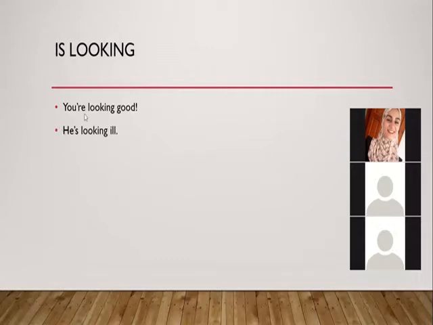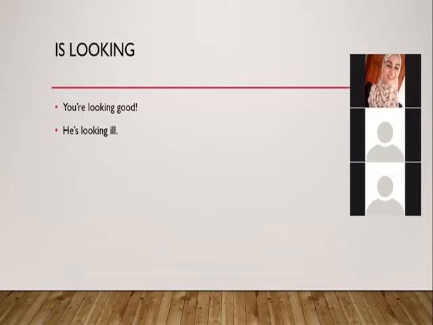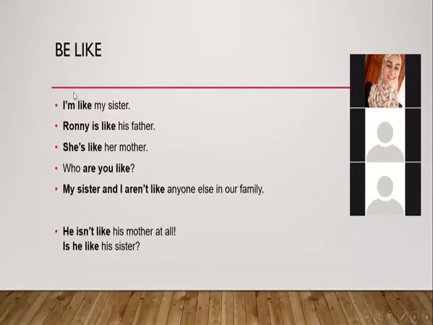So guys, when we use the present continuous or progressive with look, we are usually describing someone's health. So when I say you're looking good, it means that you are in a good physical shape, or you are in shape, or you are not ill. You're looking, or he's looking ill. It means that I'm talking about this person's health. So usually we use the present progressive with this word look to describe someone's health. Okay. Let's see some other examples.